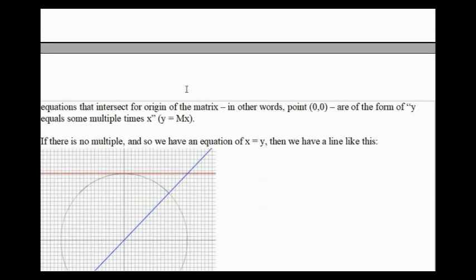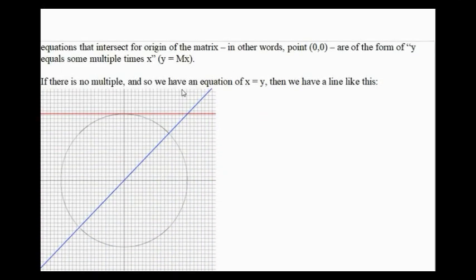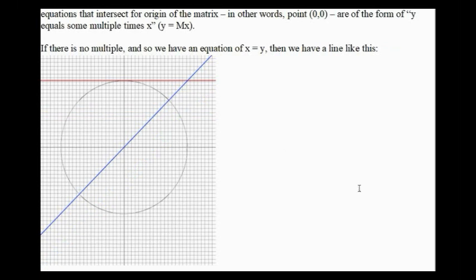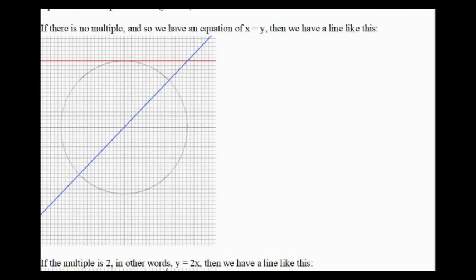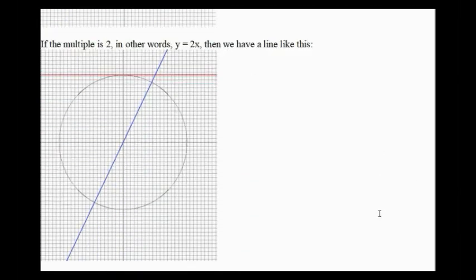If there is no multiple, and so we have an equation of x equals y, then we have a linear line like this. If the multiple is 2, in other words, y equals 2x, then we have a line like this.